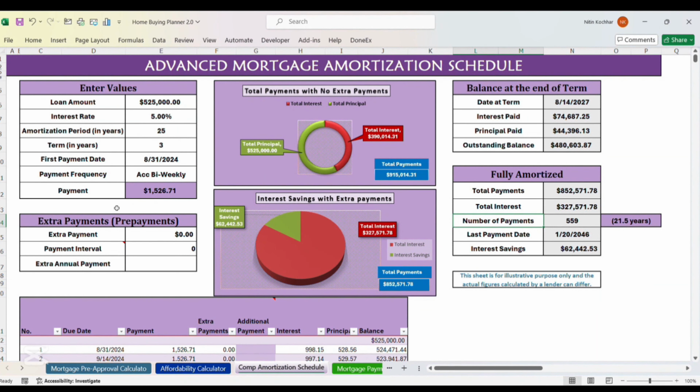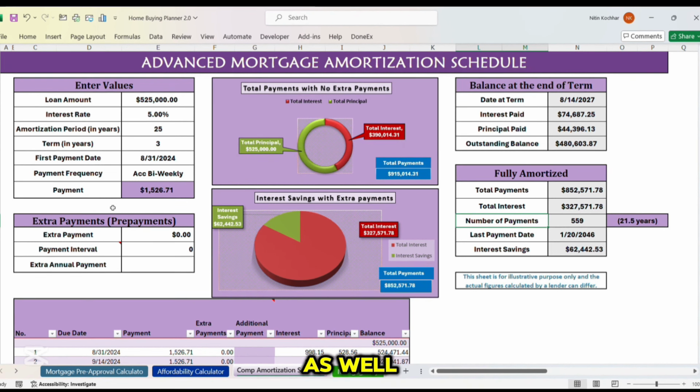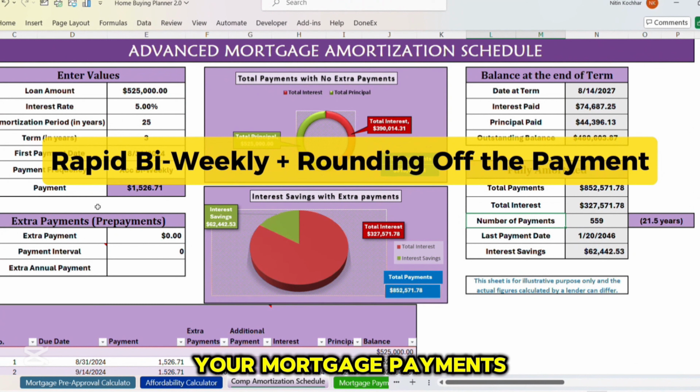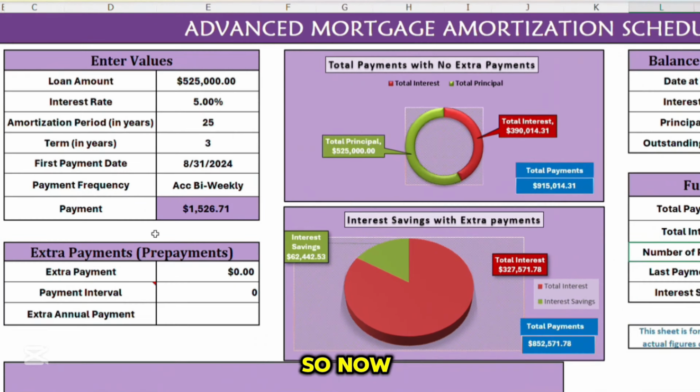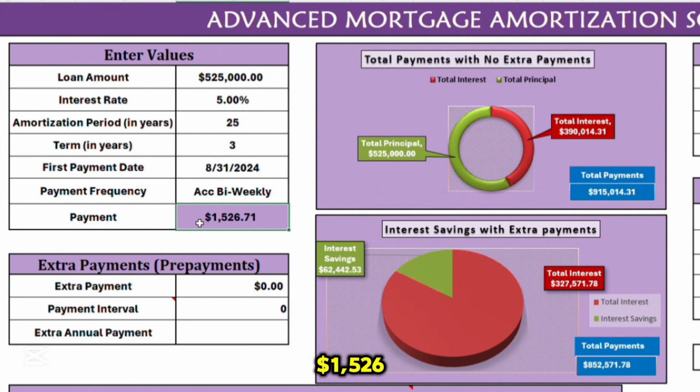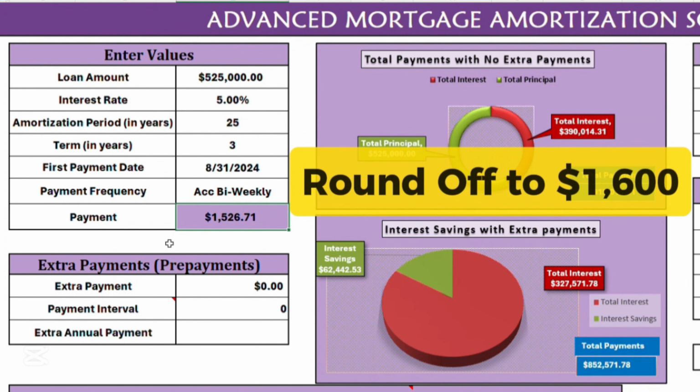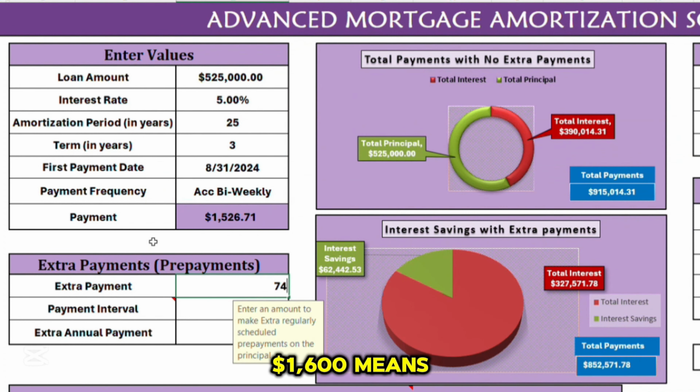of interest. Now here, if you can just make one smart move and bring in the previous method that we discussed in this one as well, like rounding off your mortgage payments, it will have further interest savings for you in the lifetime of the mortgage. How? Let's see with this example. So now the accelerated bi-weekly payment is $1,526. If you further round it off to $1,600, let's see what the impact is going to be. $1,600 means you will be paying an additional $74 with each bi-weekly payment.